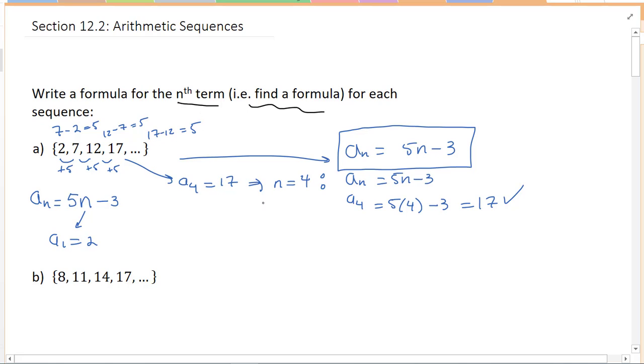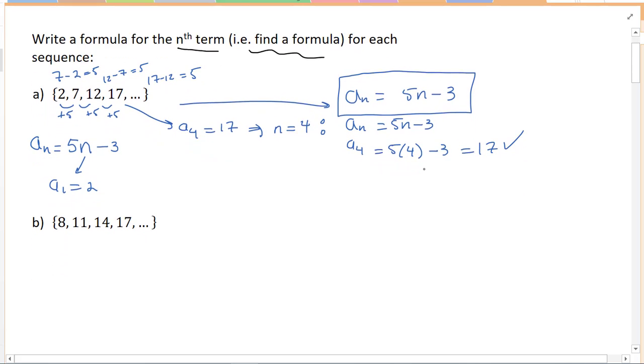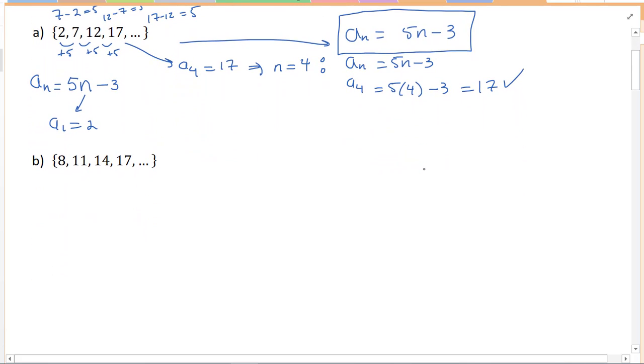That will be the nth term of the sequence. Now I can use this to find any term. If I want to find a sub 20, plug in 20 for n. If I wanted to find the 1000th term, put in n equals 1000, and so on. So what about the second one?